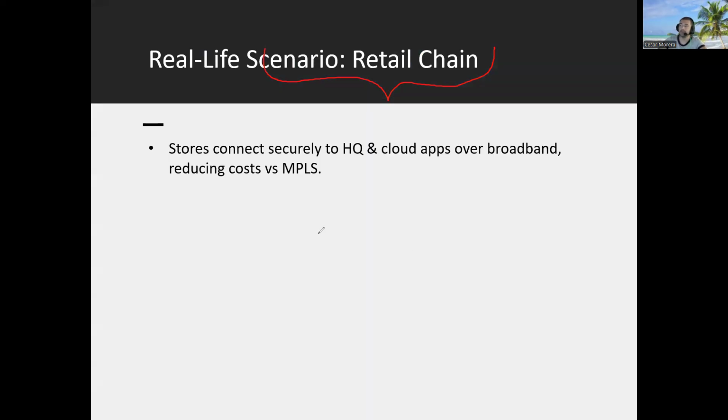Finally, this is another example. Let me just clear the board for a moment. We have a retail chain. This is a real life scenario. We have a store that connects securely to HQ and cloud apps over broadband, reducing the cost versus MPLS.